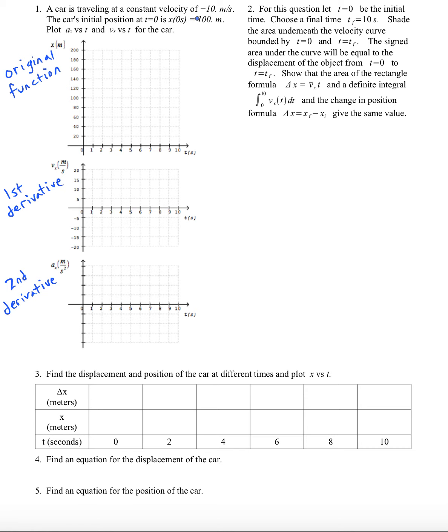They say that it's going to travel at a constant velocity of plus 10, which means that the velocity is going to stay 10 throughout time. It's not going to change. So we need a horizontal line for that. Okay, we're also told that this car starts off at a position of 100 meters. So that would be this point here.